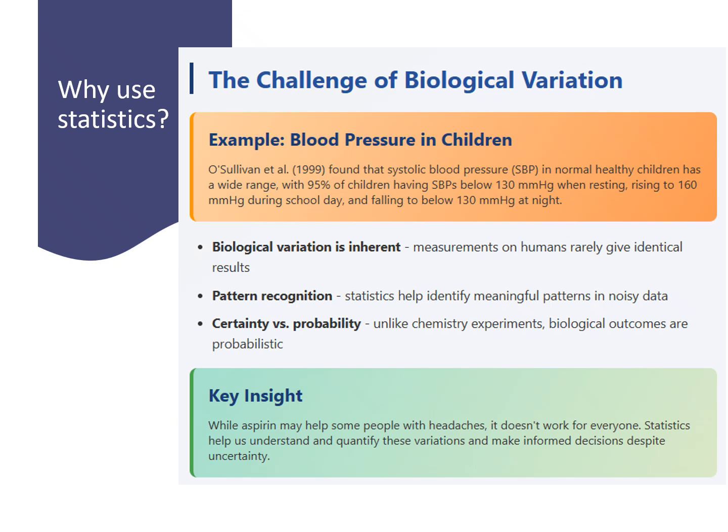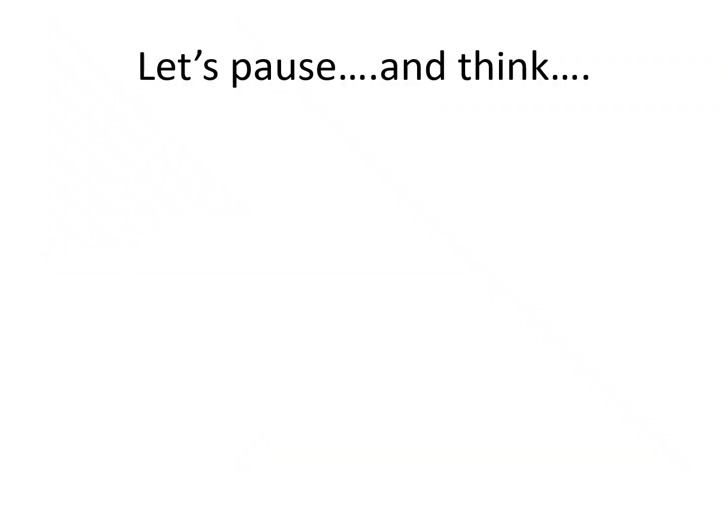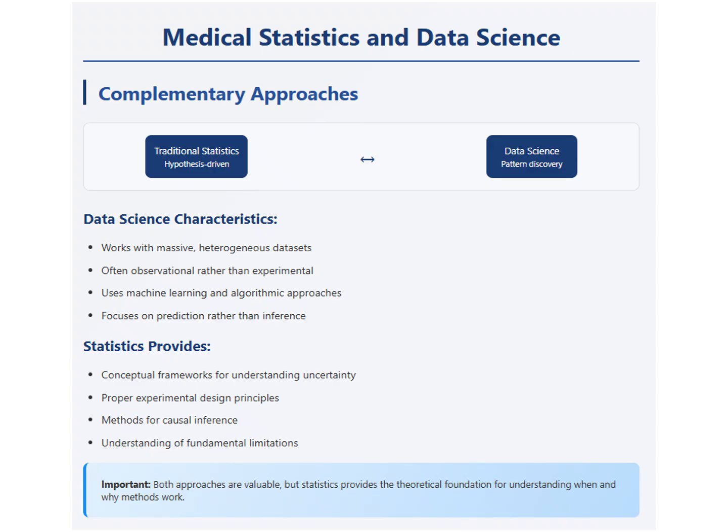I want you to think about the examples from your own experience where you've seen this kind of biological variation. Maybe patients responding differently to the same treatment, or lab values that seem to fluctuate without explanation. Keep those examples in mind as we continue. This is a great place to pause and let these concepts sink in. When you're ready, you can continue with the detailed example that shows how these principles apply to real medical research.